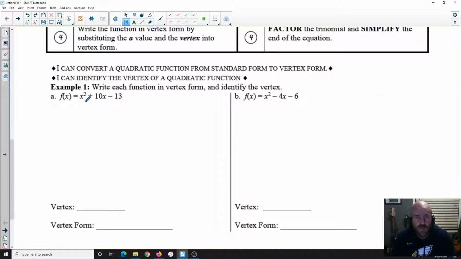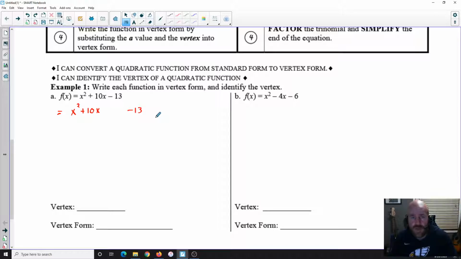So in example 1, we have an equation written in standard form. When we're in standard form, I'm just going to leave the f of x there. We don't have to write it every time. So f of x equals x squared plus 10x. I want to leave a little space here, and you'll see why in a second. Then we'll write the minus 13. So we haven't changed anything.